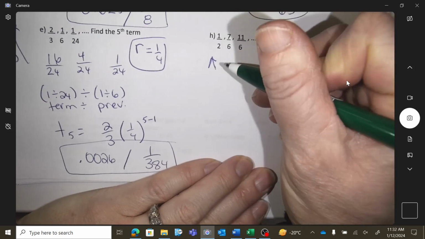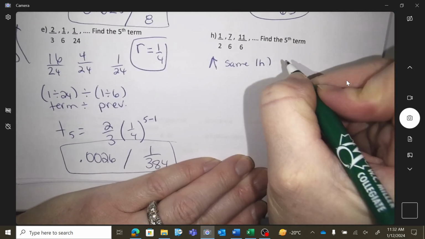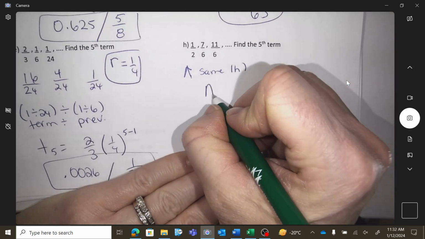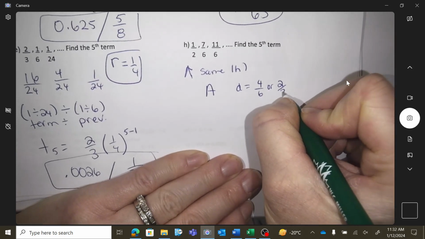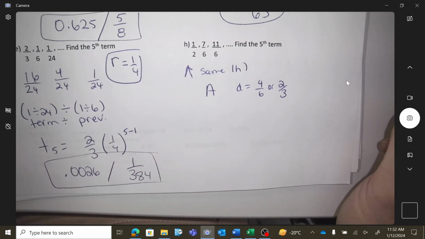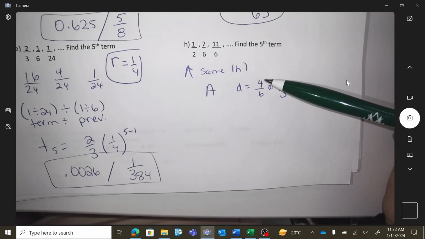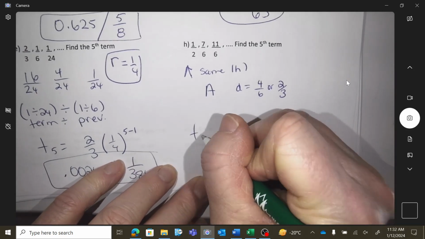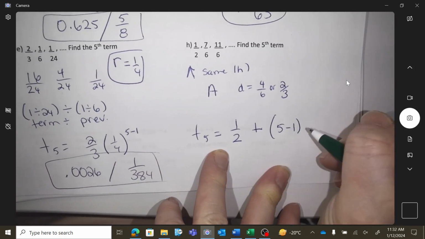Okay, question H here we did above. So we did this above on question 1H, and we decided it's arithmetic, and the difference was 4/6 or 2/3. So that's what we did above. We said the difference was that we went up 4/6 each time, or 2/3. Okay, so term 5 equals term 1 plus n minus 1 d.